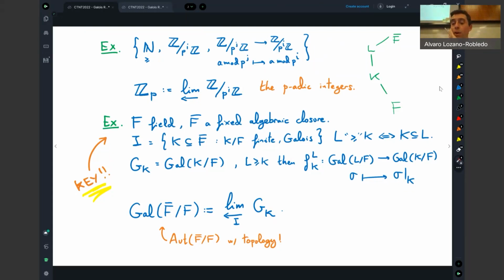It gives you a map from the Galois group of L over F to the Galois group of K over F. Now we have all three things: my indexing set with my relation, my groups, and my maps, and that gives me an inverse limit. That inverse limit is defined as the automorphism group of F bar over F, but with the profinite topology we're going to put on in a second, it is what we call the absolute Galois group of F bar over F. Any questions so far?